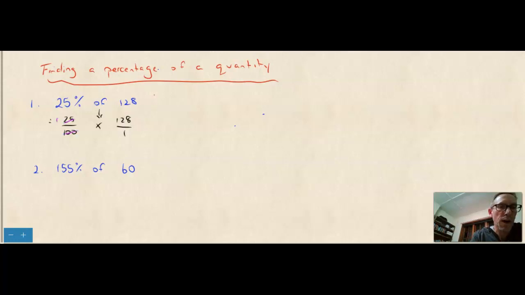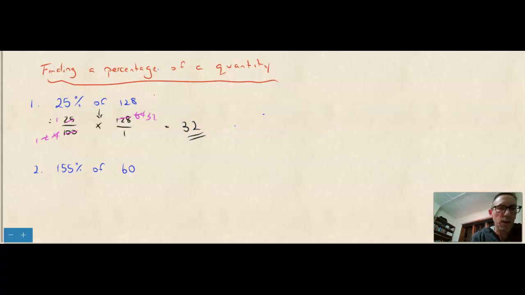25 and 100 become 1 and 4 because 25 goes into both of those. 4 and 128, well, I can see they're both even, so why don't I divide them both by 2? And then, why don't I divide them both by 2 again? So now I have 1 times 32. I've got 32 left here. So 25% of 128 is 32.